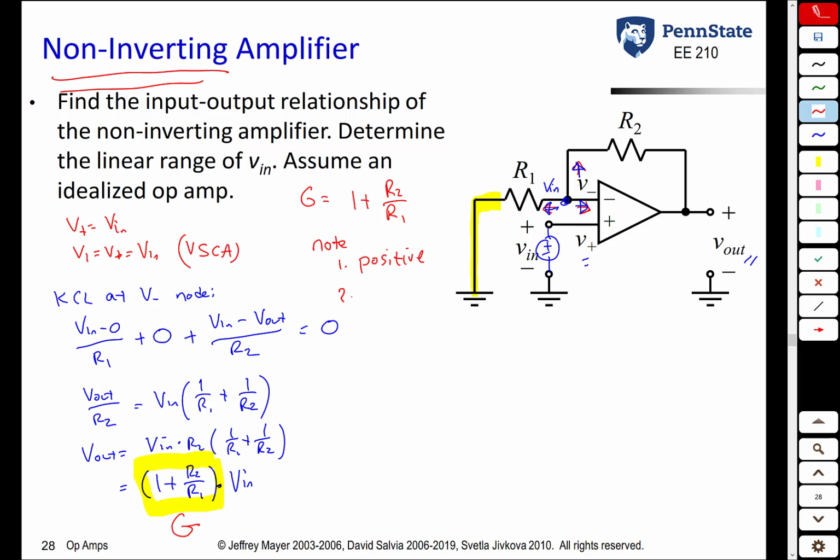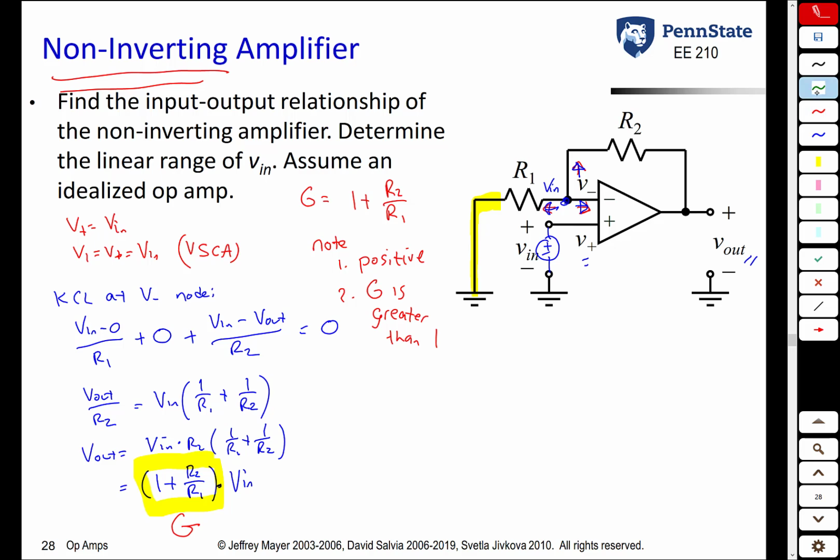The other thing that we note is that the gain G is greater than 1. This is different from the inverting amplifier case. In the inverting amplifier case, you could get a gain with a magnitude greater than 1 or less than 1. If R2 was less than R1, your gain would be something like negative 1/2, negative 2/3, whatever. For the non-inverting amplifier, however, in this configuration, the gain is not only positive, but it's greater than 1 because it is 1 plus R2 over R1.